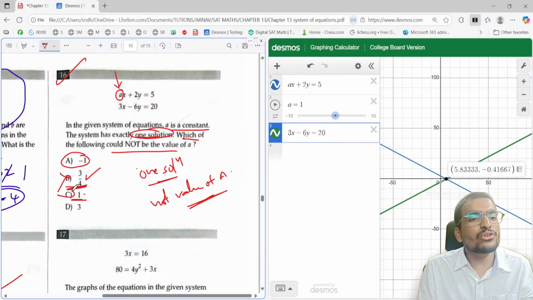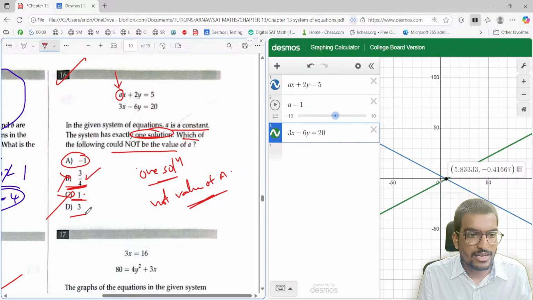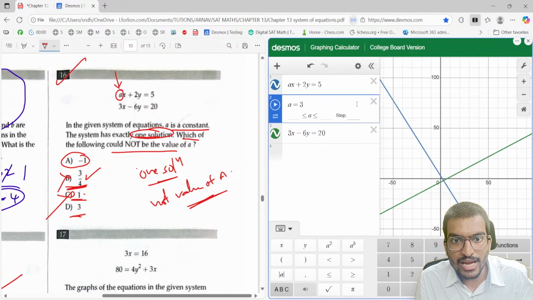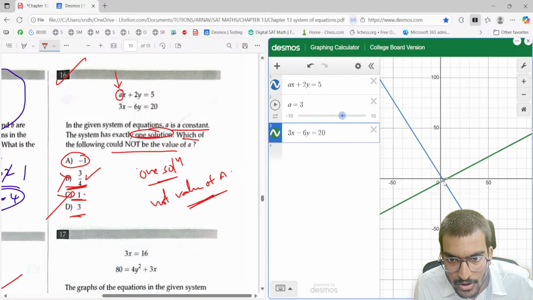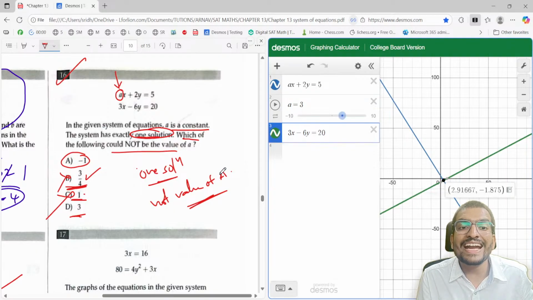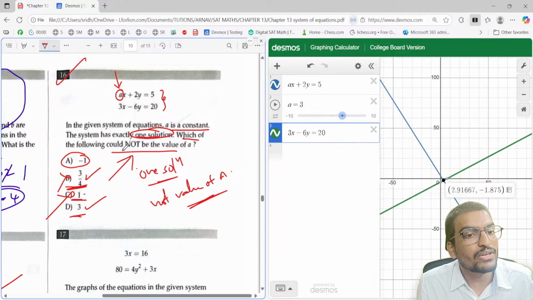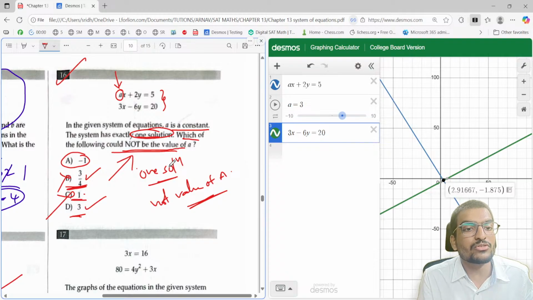This is a solution, so we don't go with it. Let's keep this 3 in the place of A. Let's go with 3, and they are meeting at a point. So which means that is a solution. This is a solution to the equation, which means we are not looking for a solution.